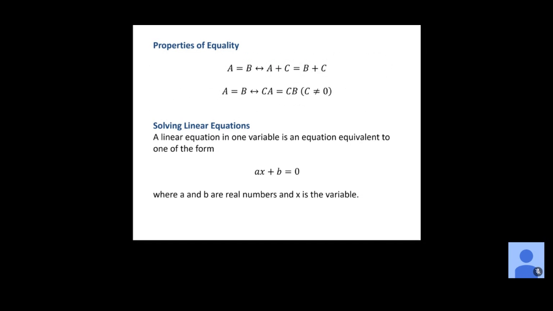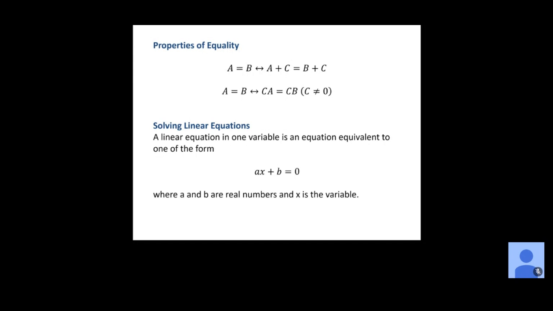Now, some properties of equality. If A is equal to B, then A plus C has to be equal to B plus C. In other words, we can add the same value to both sides of an equation and that equation will still be true. Same thing works for multiplication. If A is equal to B, then C times A is equal to C times B, provided that C is not equal to 0. We can't multiply by 0 because that would just give us 0 on both sides. So we have to multiply by some non-zero constant.